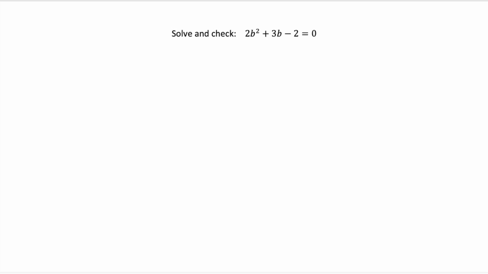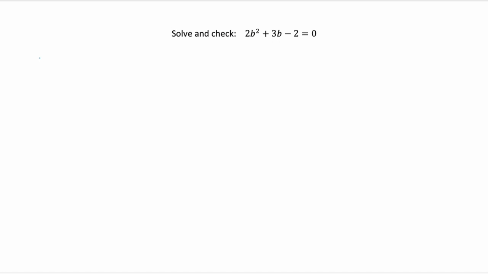So I have another question that's been stumping people. Solve and check 2b squared plus 3b minus 2 equals 0. Well, since our polynomial has everything on the left-hand side and it's equal to 0 on the right, we can just go ahead and start factoring.